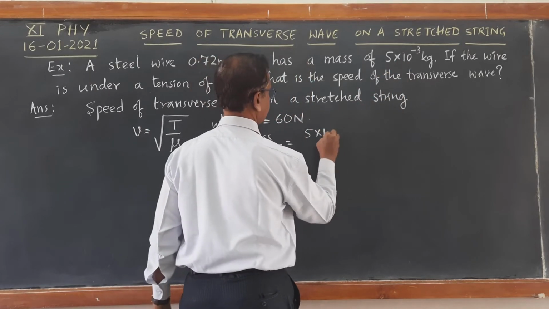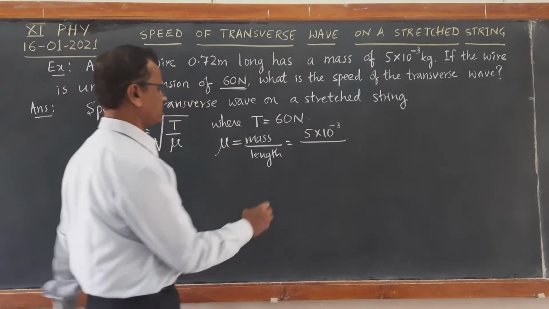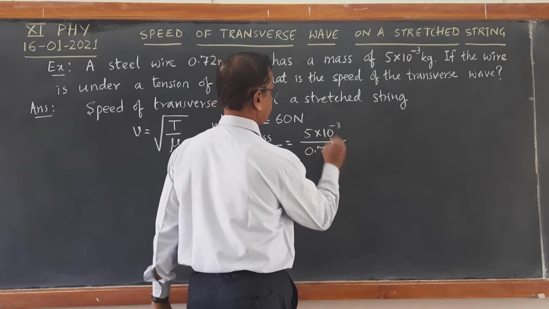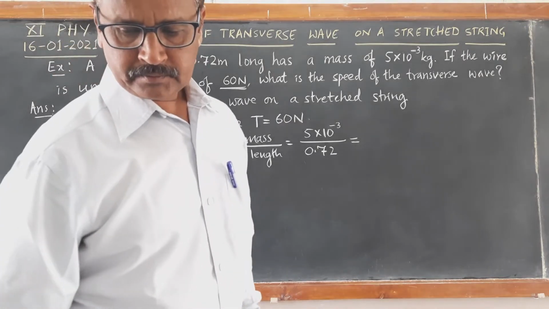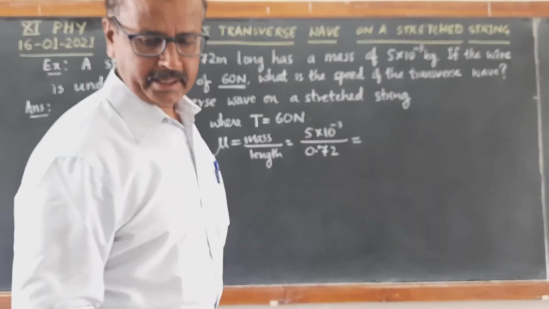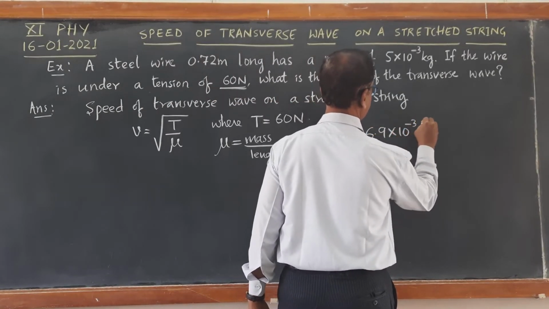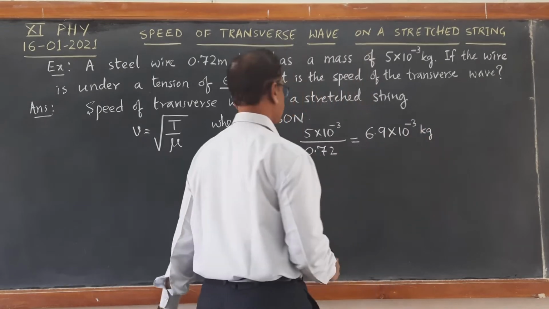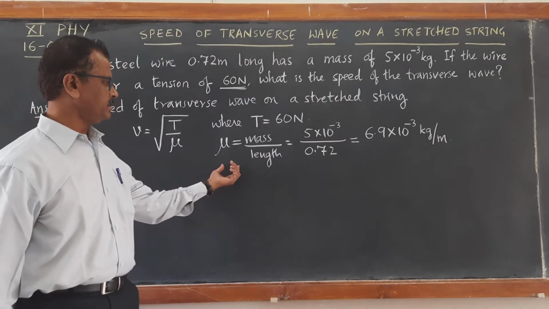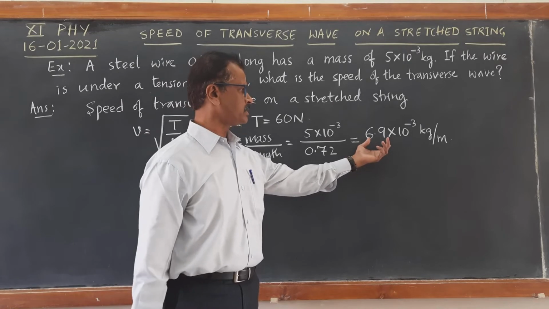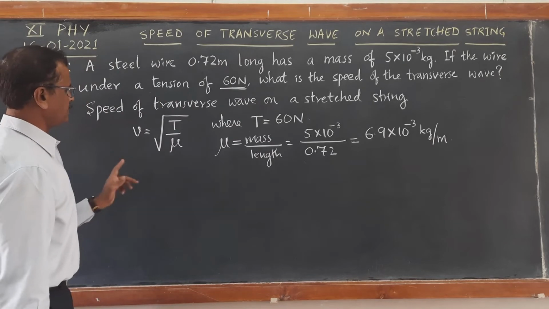So 5 gram is nothing but 5 into 10 to the power of minus 3 divided by total length of the wire, which is 0.72 meter. If you calculate and simplify, we get the result 6.9 into 10 raised to minus 3 kg per meter. So it is called a linear mass density, mass per unit length, almost 7 gram per meter. So this is the mass per unit length and T is given.